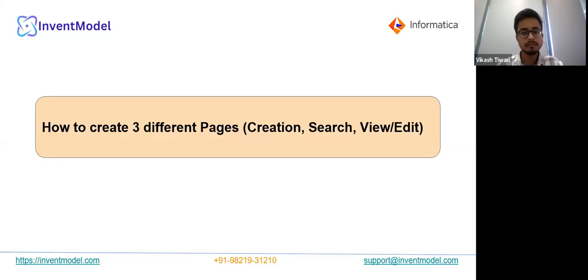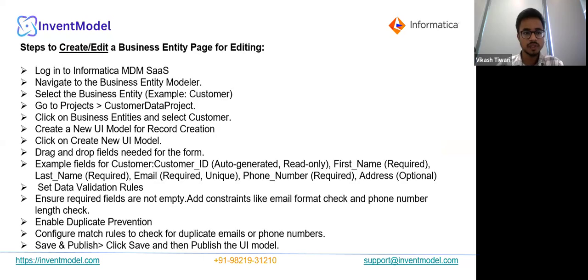These pages are important in the business entity. When we create a business entity, these pages matter: how we can create a page, how we can search for a particular thing from a page, how we can view the things we want, and if the things are not correct, how we can edit them. So these three pages are important to create. Let's move to the steps for creating the creation page in the business entity.